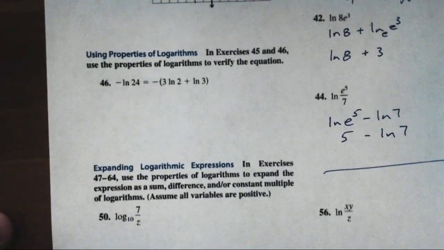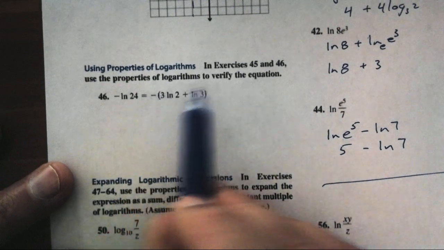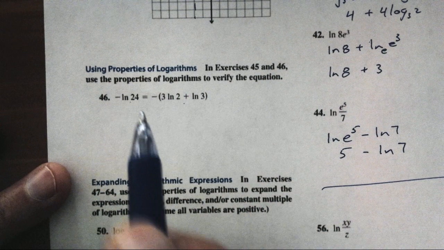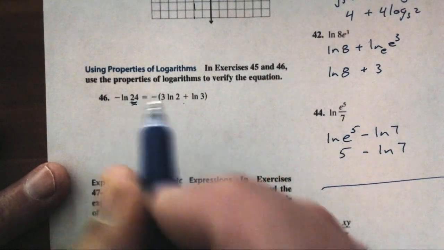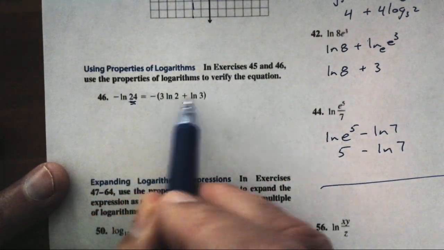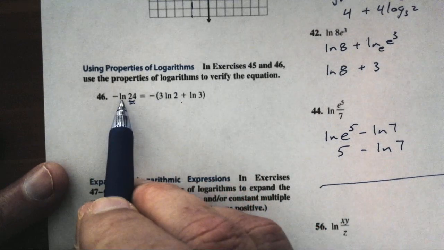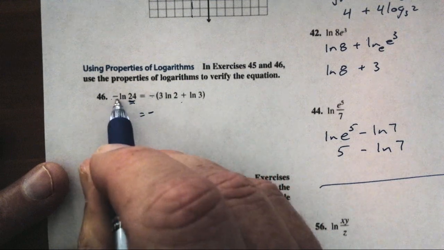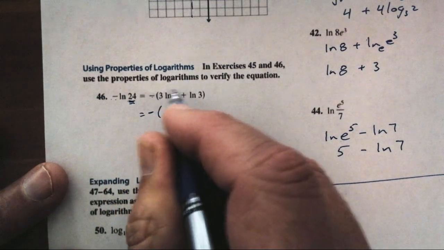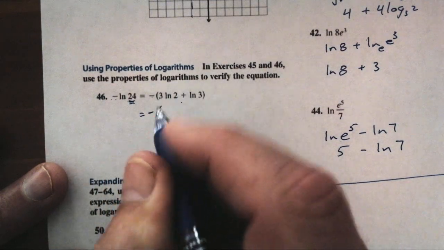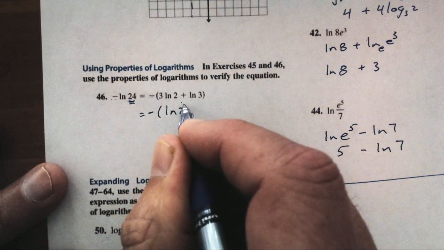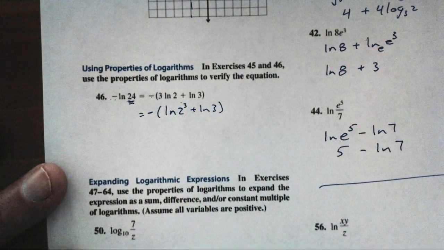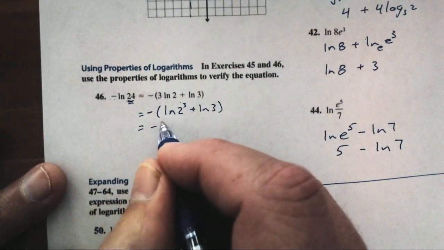Okay. Now we're supposed to, for 45, 46, it's just a proof. We're supposed to prove this equals this, and my choices would be to break this up into terms of 2 and 3, or to smash this thing together into a single logarithm. What I like about this is the negative. Not going to mess with the negative. I'm going to bring the 3 in with rule 3 in reverse, ln 2 to the 3rd plus ln 3. I'm not going to mess with the negative.